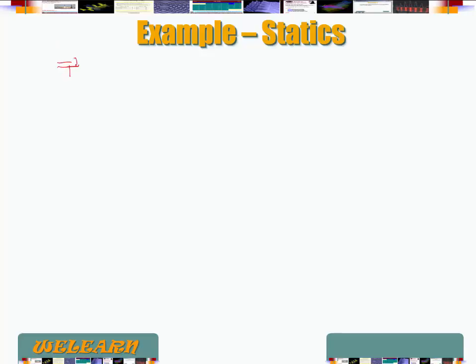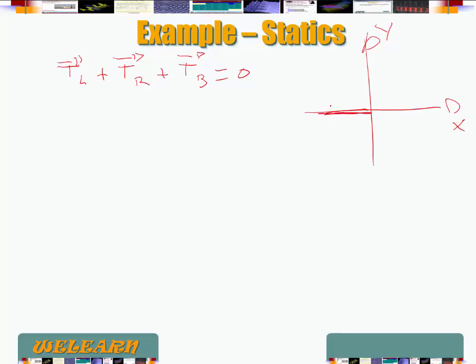So our equation, remember, is TL plus TR plus TB is equal to 0. Let me just redraw the diagram here. X, this is our TL, this is our TR at 40 degrees, and this is our TB. So along the y, TL has no component.